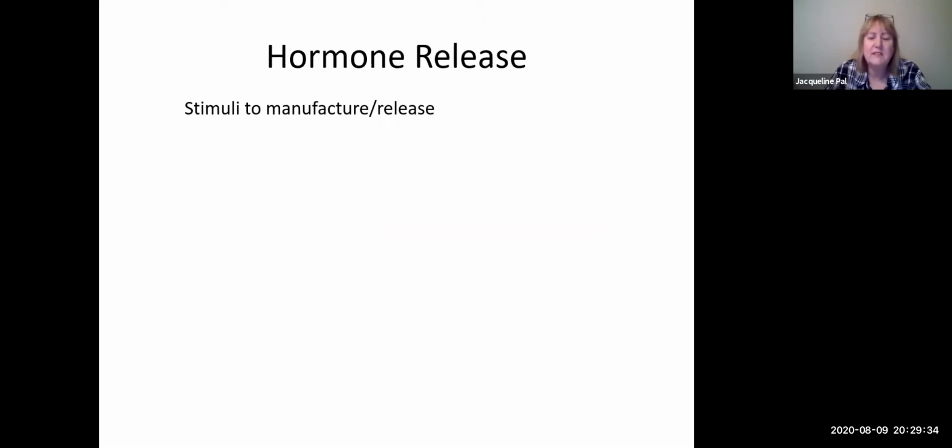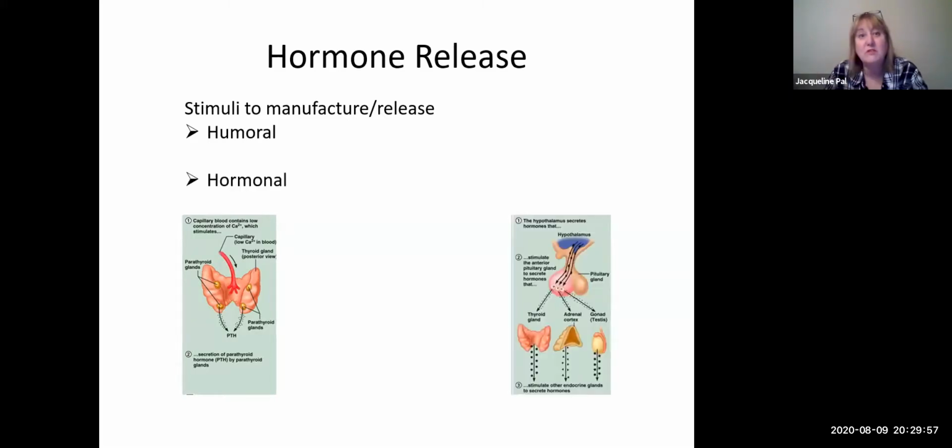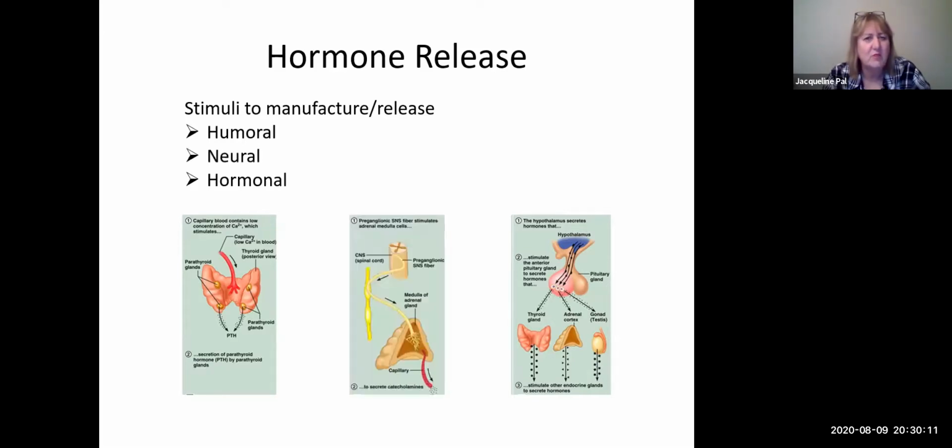So what are the stimuli to making or releasing hormones? They can be divided into three different categories. The first category is what we call a humoral response. And what this means is the blood level of something. So is it the blood level of calcium or the blood level of glucose, whatever it is. In contrast to that, most of our hormones are going to be released from hormonal stimulation. In other words, one hormone is going to tell another hormone to be released. And then our third type, and the only kind we have mentioned before, are those that have neurostimulation.